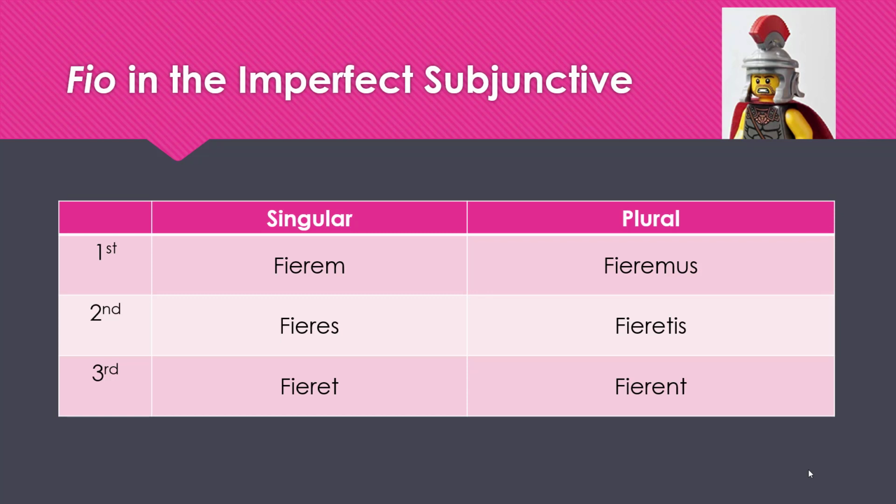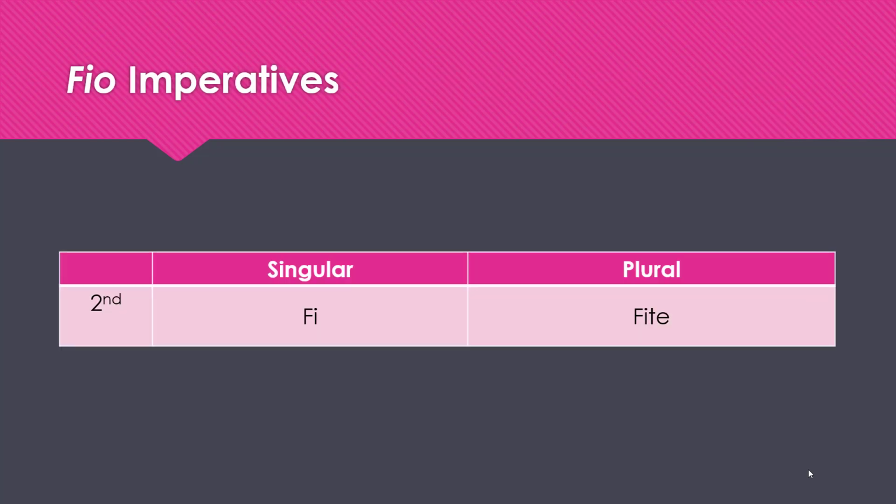Okay, and then the last little chart here is just your imperatives. So if you want to say for something to happen, be made, fi. If you want a bunch of people, command them to do it, fite. Kind of what you'd expect in a way. Fieri, get rid of the ri. That's your verb stem, and then add a te. Nothing really different there than what you would usually expect, but that's fio.